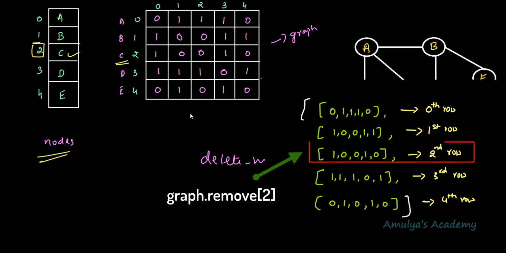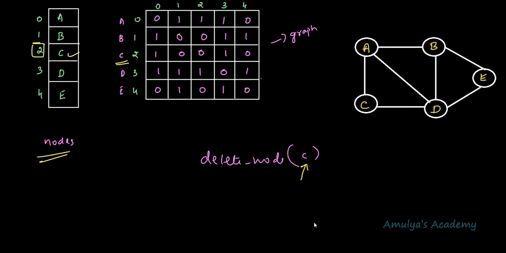Okay, you can represent this in the nested list like this, right? So we are deleting this. Pop will remove that row. And now this row is deleted. Now we need to remove this column.